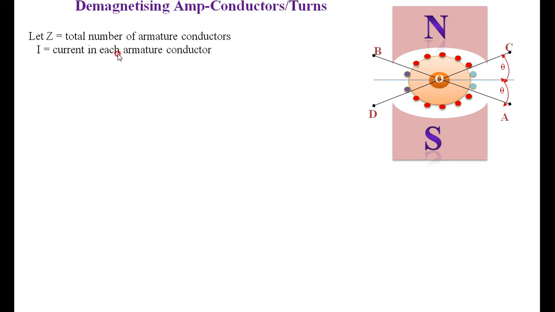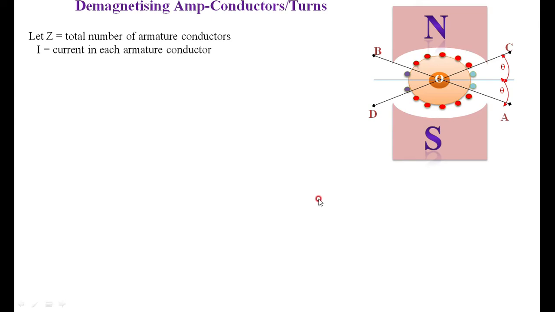And I is the current in each armature conductor, that is, the current flowing in each individual conductor. The current in each armature conductor is different for wave connected winding and lap connected winding. If there is a lap connected winding, the number of parallel paths is equal to P, the number of poles. Whereas in the case of wave winding, the number of parallel paths is equal to 2.